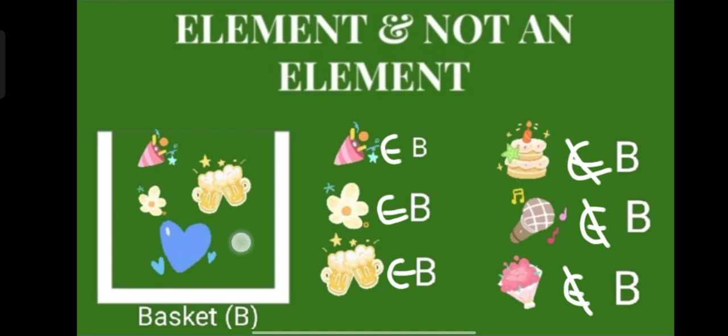And then comes a two-layered birthday cake, isn't it? But we can't see a birthday cake in this basket. It means that birthday cake does not belong to B, or we can say birthday cake not element of B. Similarly the mic. We can't see a mic in this basket, but they have represented a mic, so we will say mic does not belong to B, or mic not an element of B. Similarly there is a flower bucket, isn't it? But there is no flower bucket in this basket, so we can say flower bucket does not belong to B, or flower bucket not an element of B.